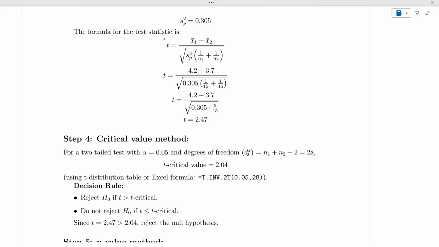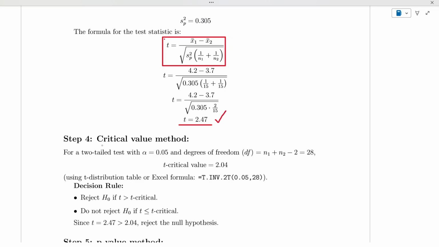Now we have all the required values. One can put all the values in the formula of the t-test statistic. The formula of the t-test statistic is given here. We simply put all the values and calculate the test statistic. The value of the test statistic comes out to be 2.47. Again, do not worry about the calculation, because these calculations are done using a calculator.